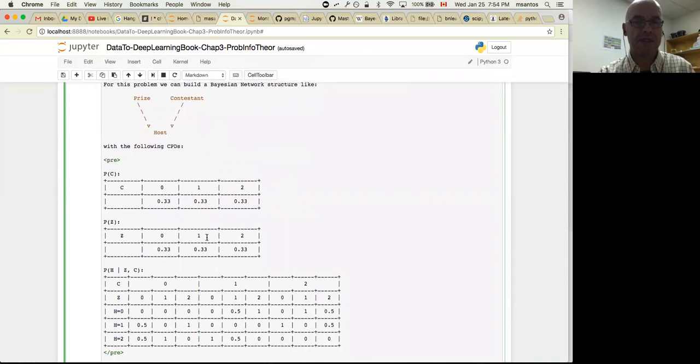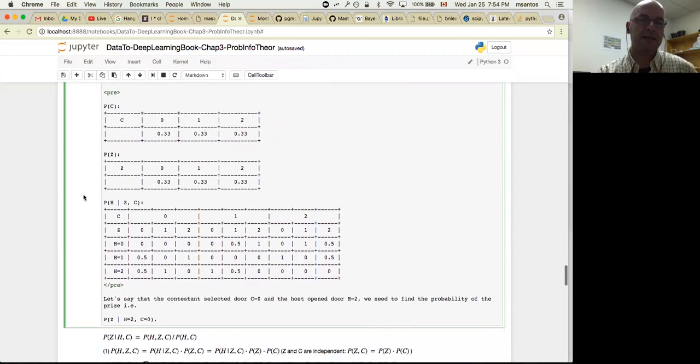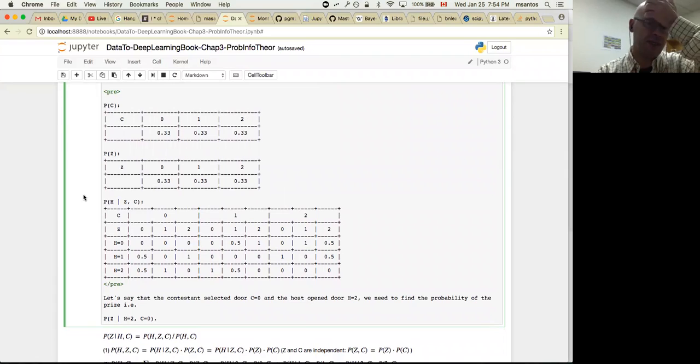So this table summarizes these two things, for the price and for the contestant. And now we will say the following. Let's assume we have the following table, which I will describe. This table is describing this conditional probability. And this means, assuming that the price is behind the door Z, and that the contestant chooses the door C, what is the probability that the host chooses door H?